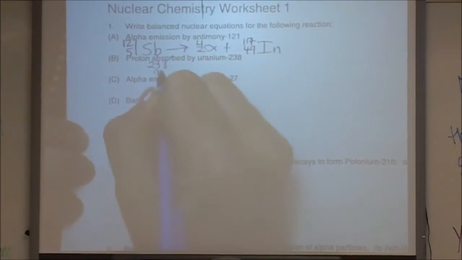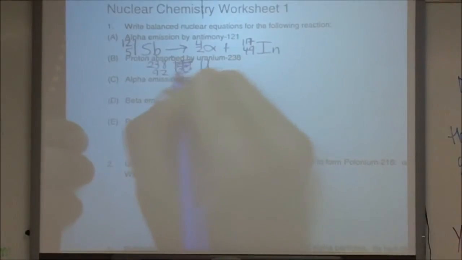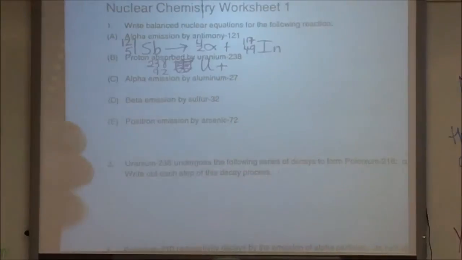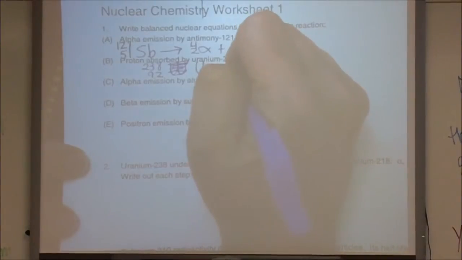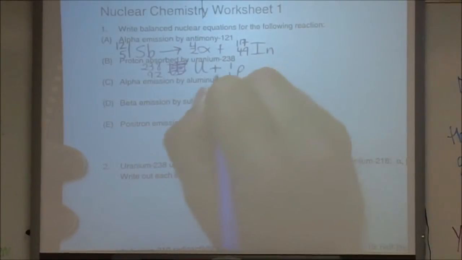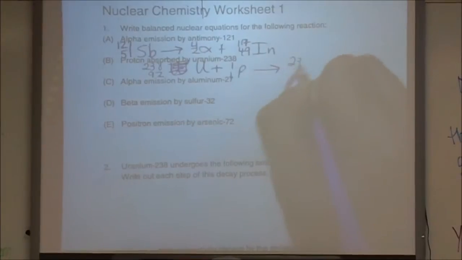238 over 92 is our uranium. And if we have uranium, we're absorbing a proton. So what's a proton? 0 over 1. How about 1 over 1? And then it's absorbing, so it's going to be on the left side as opposed to the decay or emission. And then we end up with 239 over 93 Np.